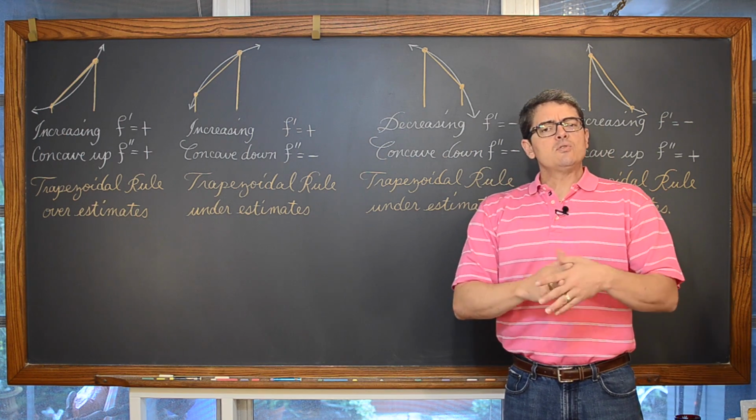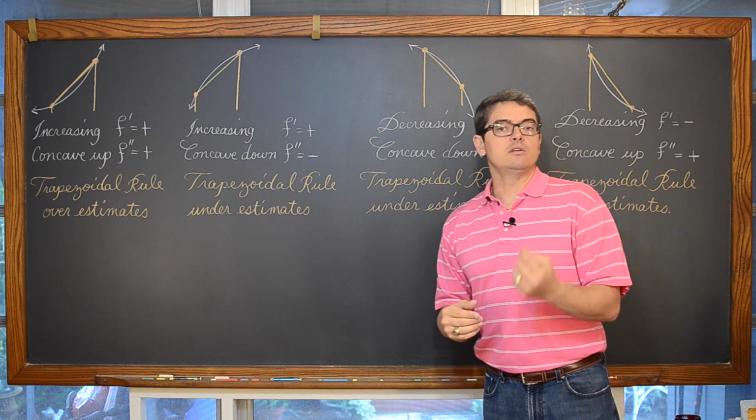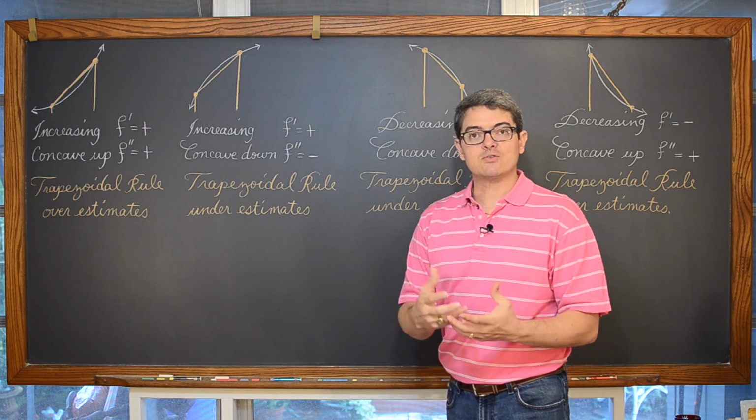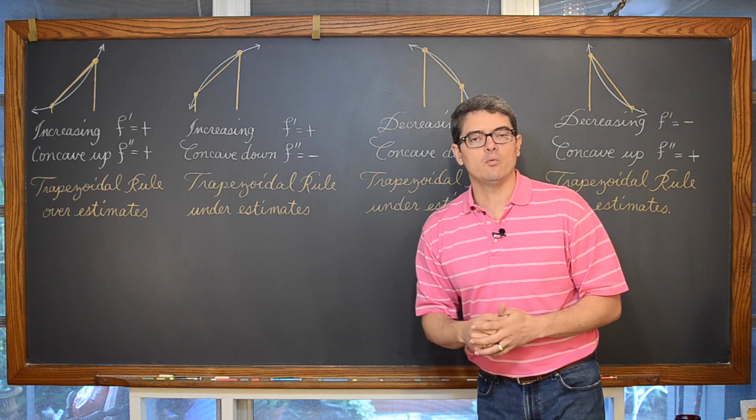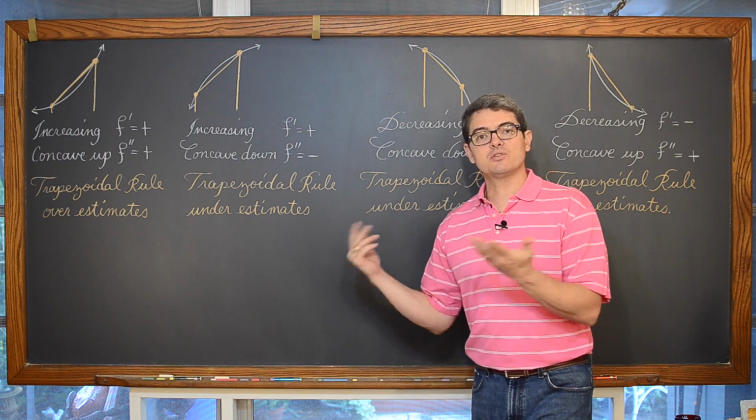Now, if they just give you a table of values that represents a function, and you don't know what the function actually is, what does that look like when you want to estimate the definite integral using the trapezoidal rule? It's actually pretty simple as long as you know the rule.